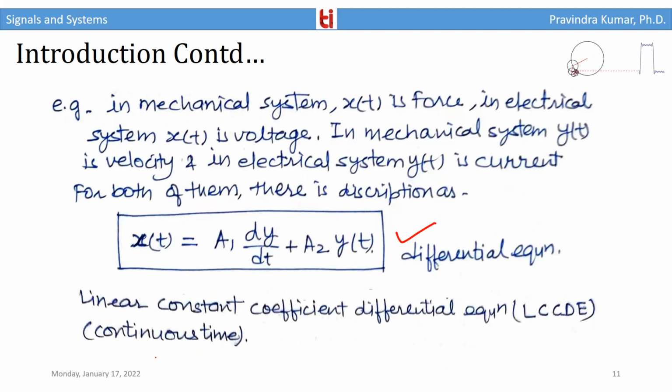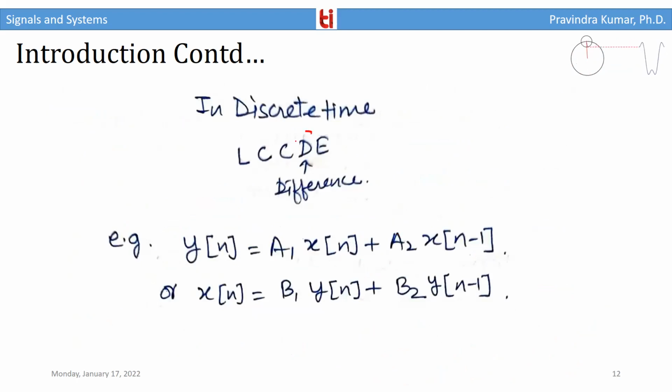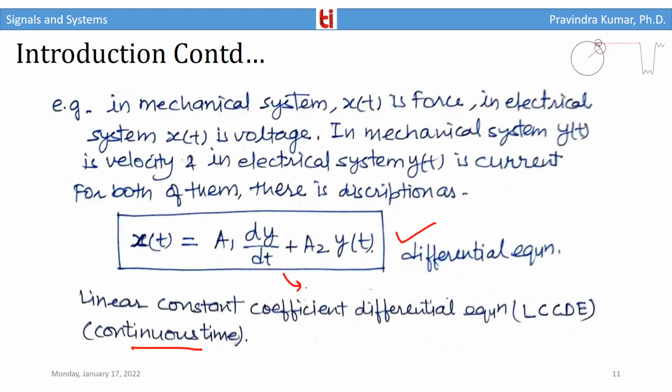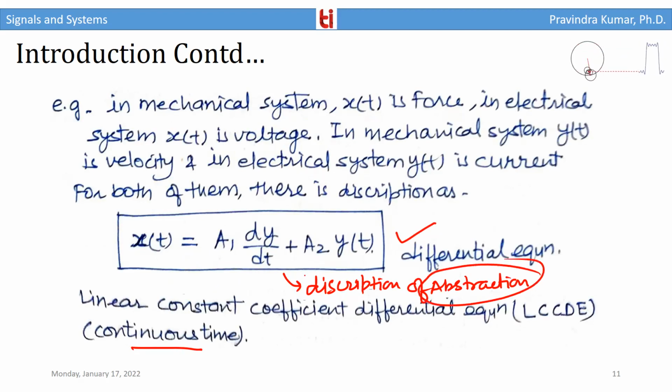For the continuous case, we are going to use a differential equation. And for the discrete case, we will use a difference equation. And this differential or difference equation is basically the description of abstraction. Abstraction means the relation between input and output, and this equation describes that relation. So this is the description of the input output relation.